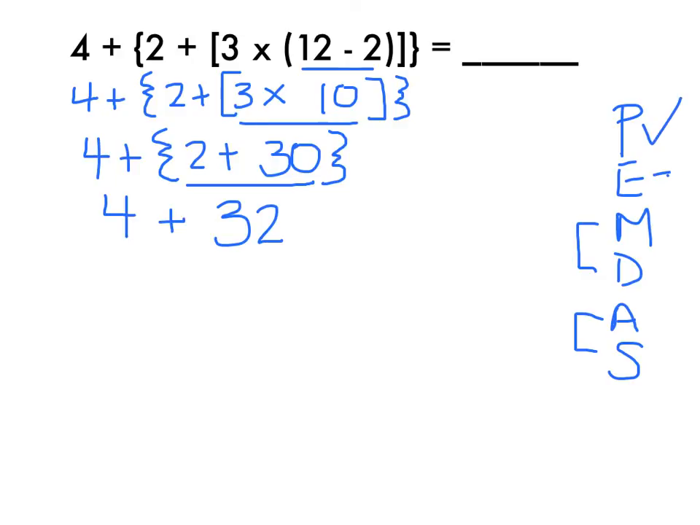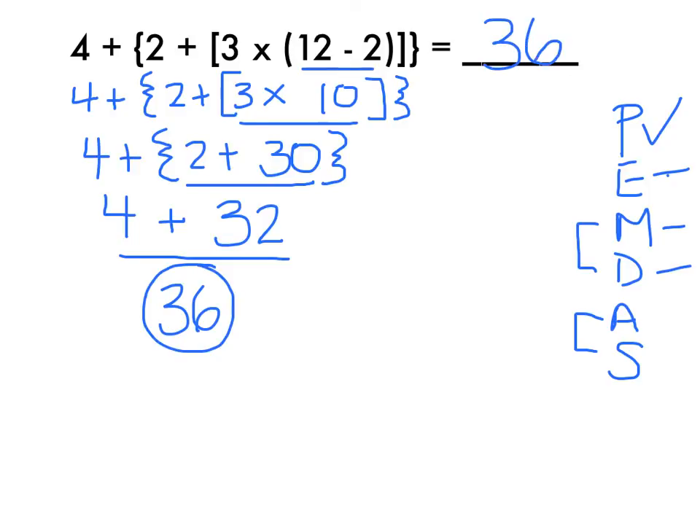I've done my parentheses, exponents, there's no multiplication and division left. It's just addition, and 4 plus 32 is 36, and that is my final answer.